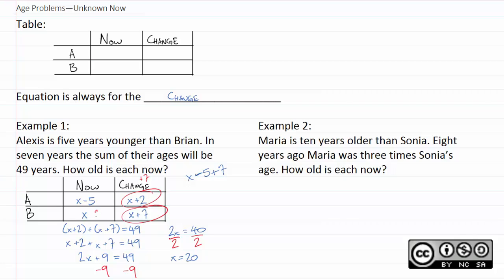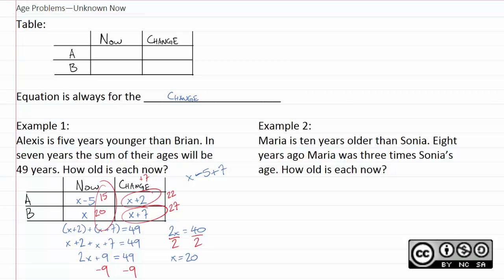When you finish, it's a good idea to fill in the entire table. So we have that 20, that thing we just found, is Brian's current age. That means Alexis's current age is 15. And after 7 years pass, Alexis will be 22, Brian will be 27, and those two numbers add up to 49. But let's take a look at what they're asking for. What they're asking for is how old is each now. So the answers we actually want are 15 and 20. At the present time, Alexis is 15 and Brian is 20.